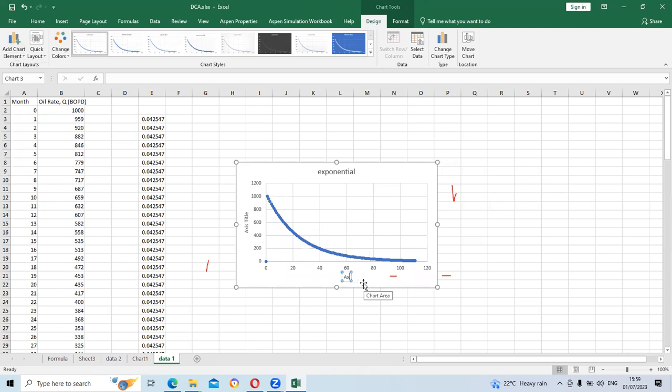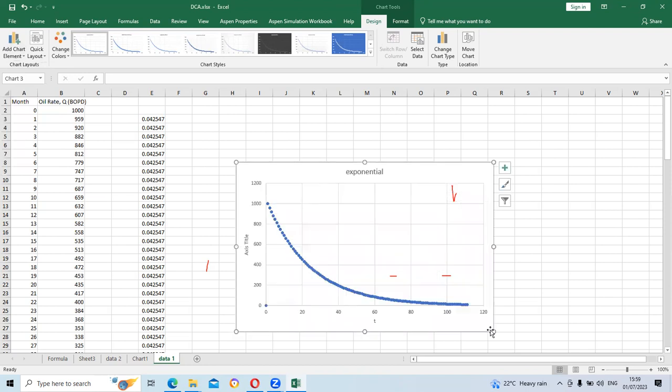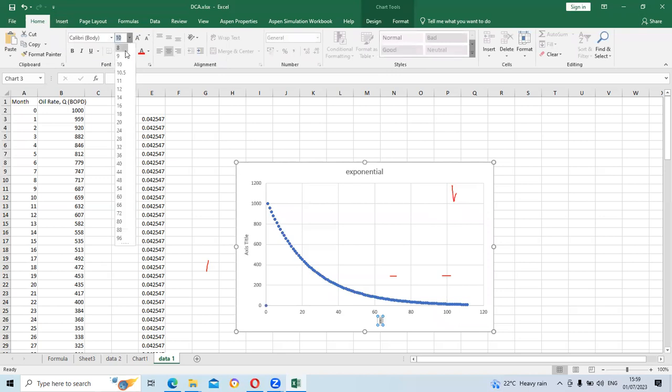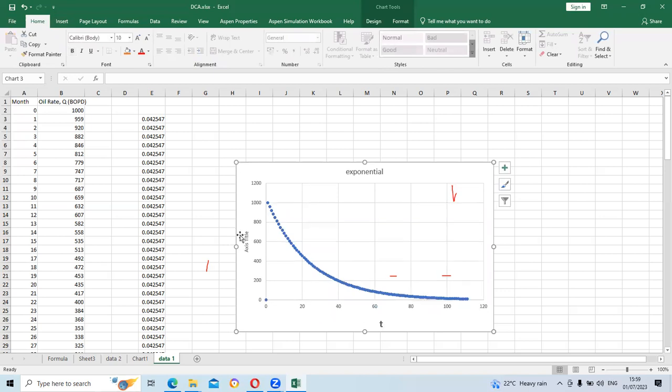This is our time. We can draw it and expand. We can always change the size of this. We can always go to the Home tab and change it, maybe to 18. Then we bold it so that you can see it clearly. Then here now is our rate. You can always adjust it also.